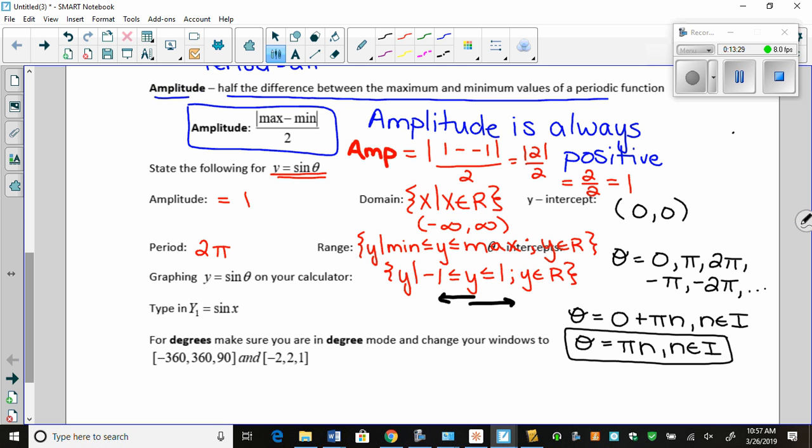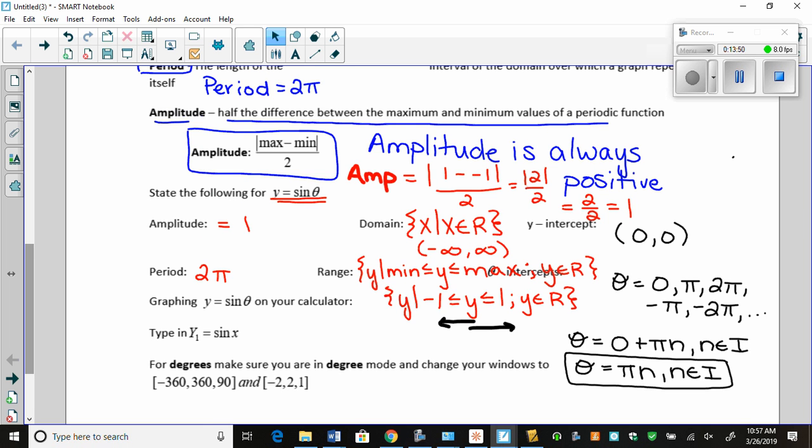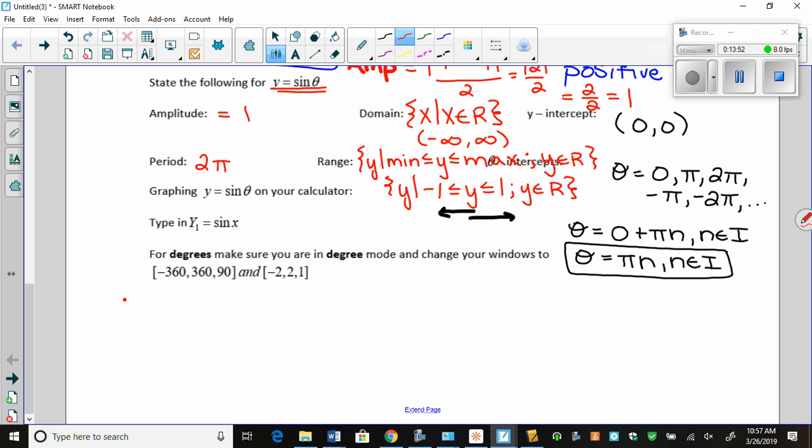Okay, let's type it into our calculator and see if we can get it to look right. So we're going to go y equals sine theta. Theta is just the x button. There's an x, theta, n button. You can just use that button. It can be an x, it's fine. So you're going to go into your calculator and go to y equals and put in sine x. I don't have it on this calculator or on this computer, which sucks.